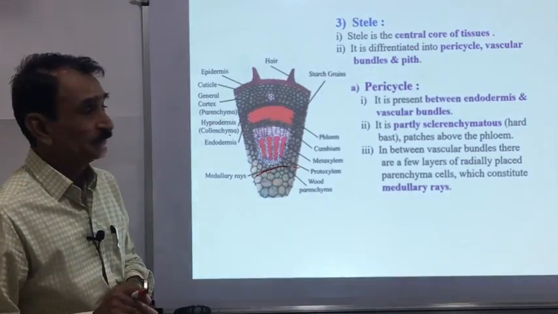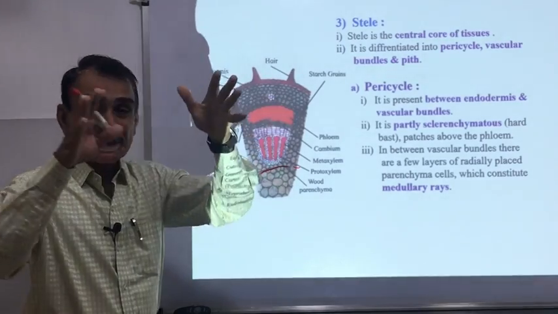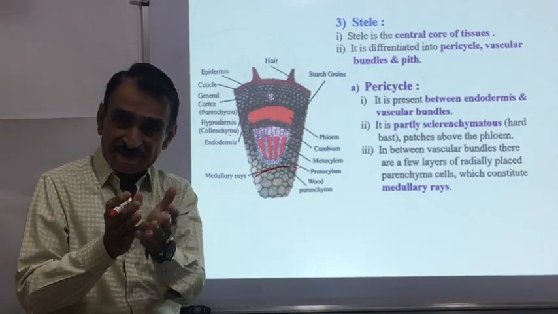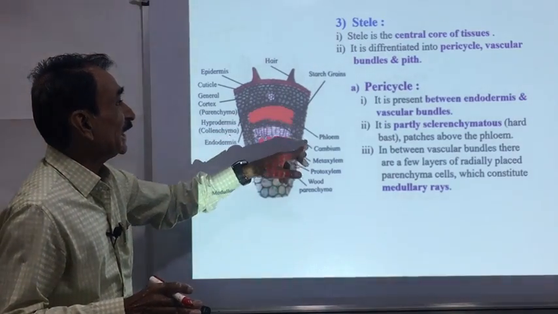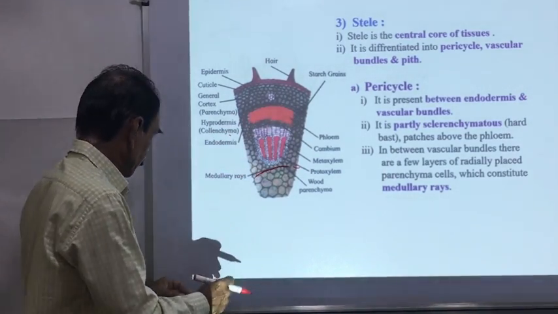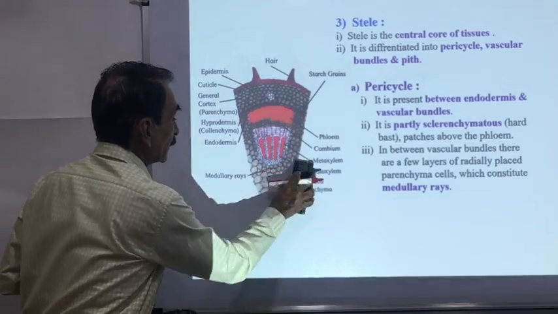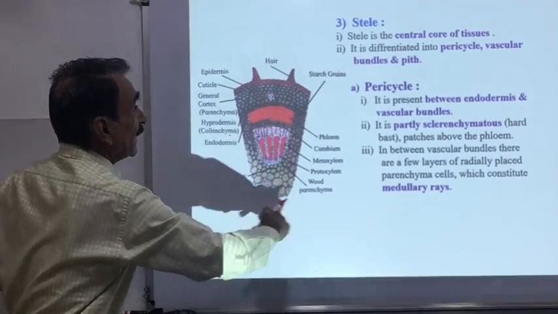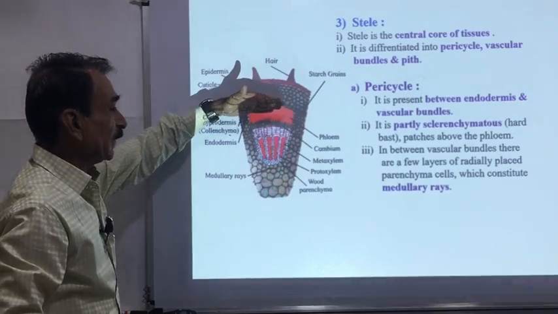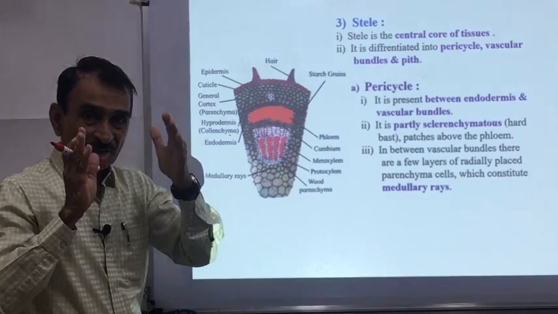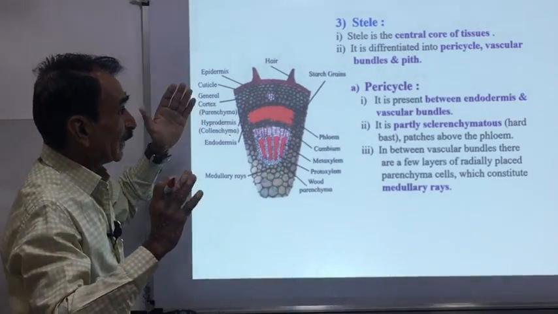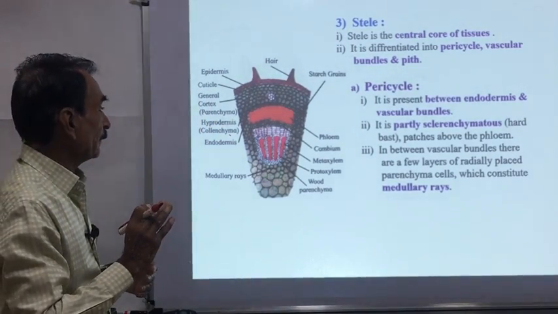Then the stele. Endodermis encloses the things inside. All these constitute a stele. Stele is the central core of the tissues. It is the central part of the tissues. It is differentiated into pericycle. Then you can see vascular bundles and pith.